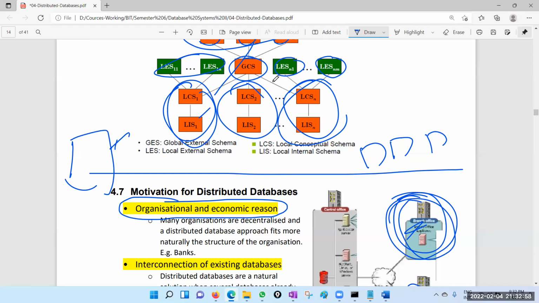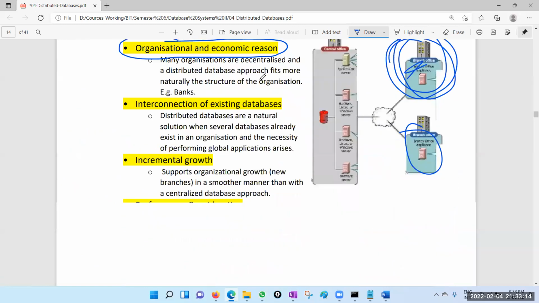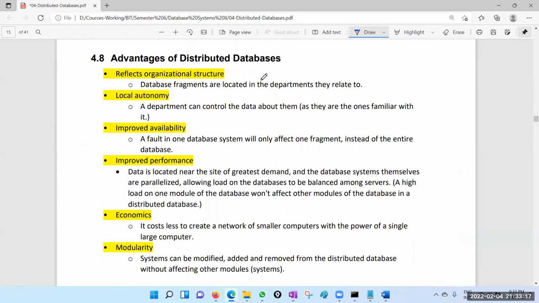Okay. So therefore, a lot of applications are now distributed. Okay. Either database level or application level. Right. So what are the advantages? So the number one is it naturally fits into your business needs, so organizational needs most of the time. And of course, you can give a bit of local autonomy as well as the global views, better availability.